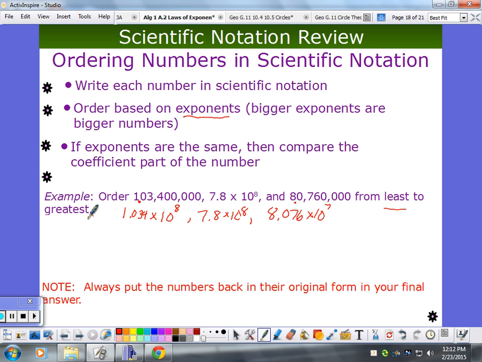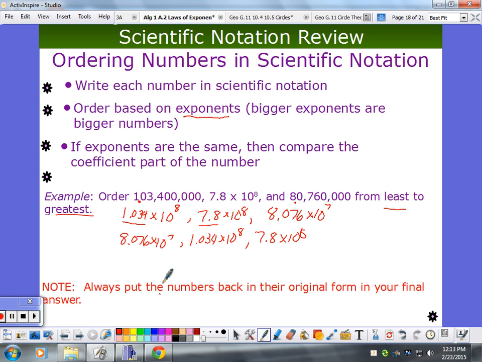Least to greatest. So what's my smallest number here? The third one. This one, because that's the smallest. It's only 10 to the 7. This is 10 to the 8. So this one's going to be smaller. Now when I reorder it, you can start by just doing it the same way. Now I look at these two. The exponents are the same. So who comes next? Who's smaller? You just look at these numbers now. 1.034 or 7.8? Okay, so that comes next. And so I guess this is my biggest number.